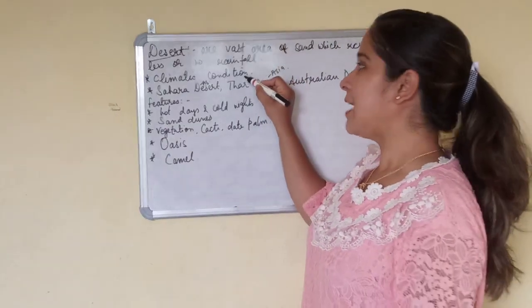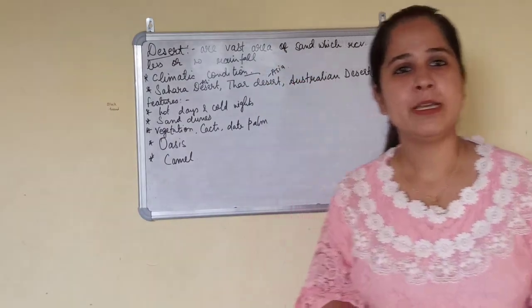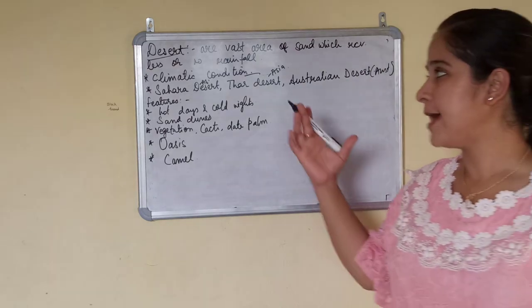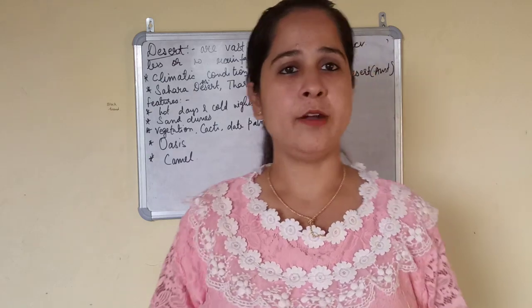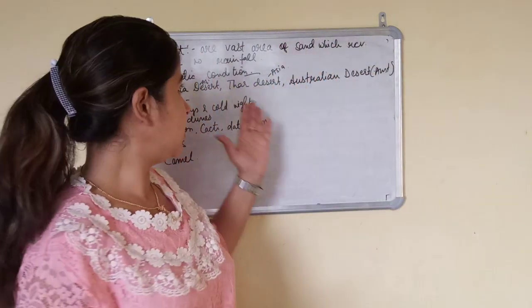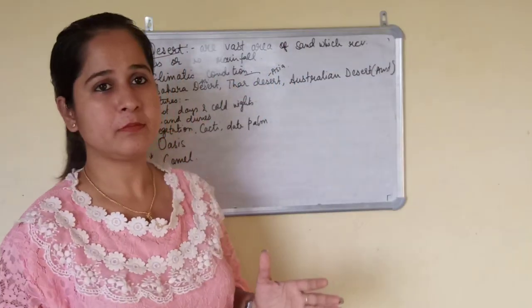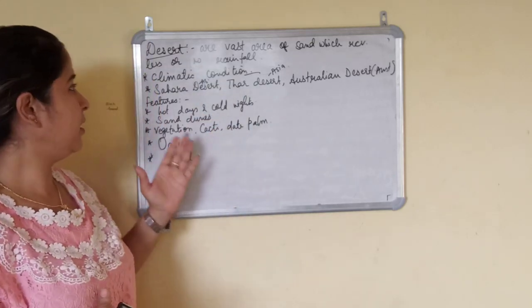Now let's start with the climatic condition. What kind of climate is found in desert areas? The climate of desert areas is very hot. Why is it very hot? Due to the surrounding sand and due to less rainfall.